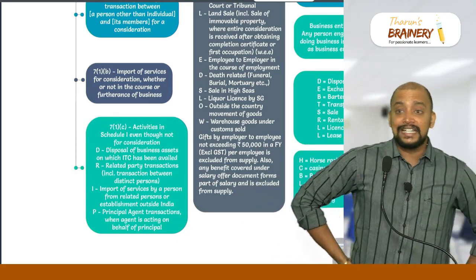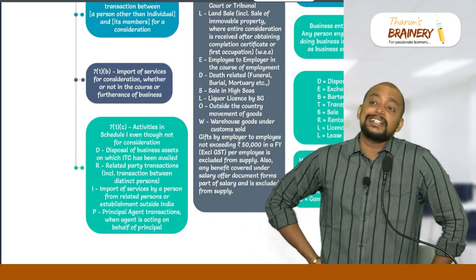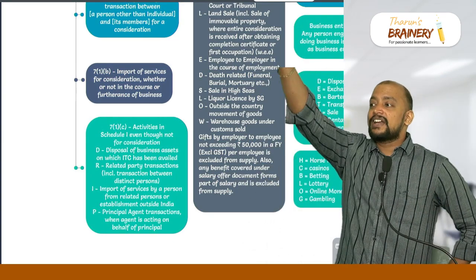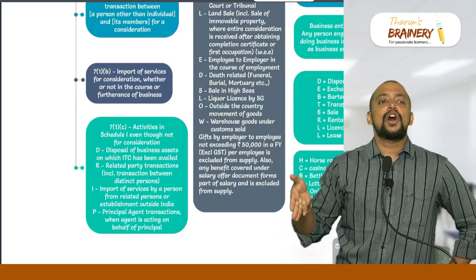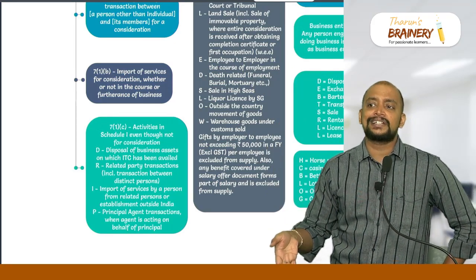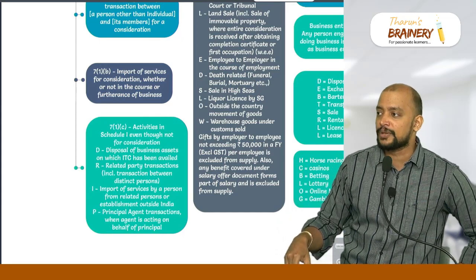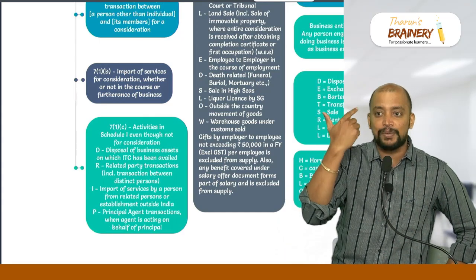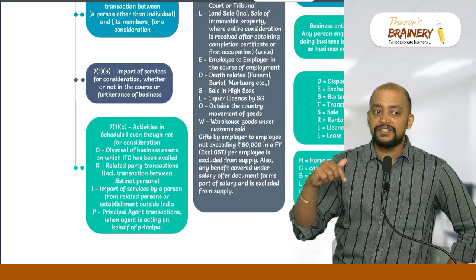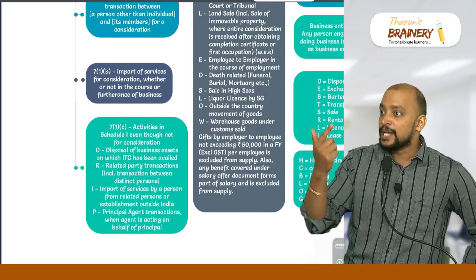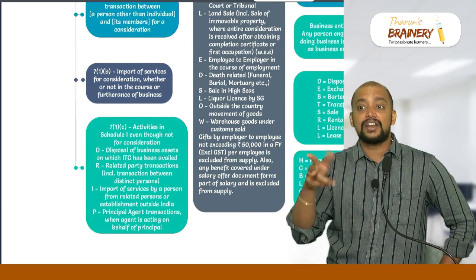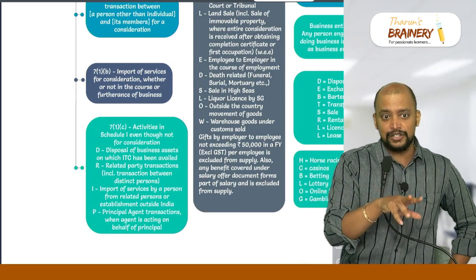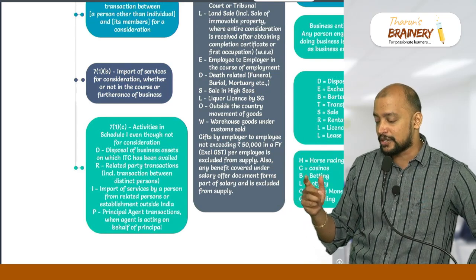Whereas in 7.1 A, why it is not covered? Because 7.1 A is in the course or furtherance of business, while directly in 7.1 B they can say not in the course or furtherance of business. Why are they telling whether or not in the course or furtherance of business? Because 7.1 A is from the supplier point of view. So import of service will never come under 7.1 A. Import of service will always come under 7.1 B. So that's why, whether it is in the course or furtherance of business or not in the course or furtherance of business.